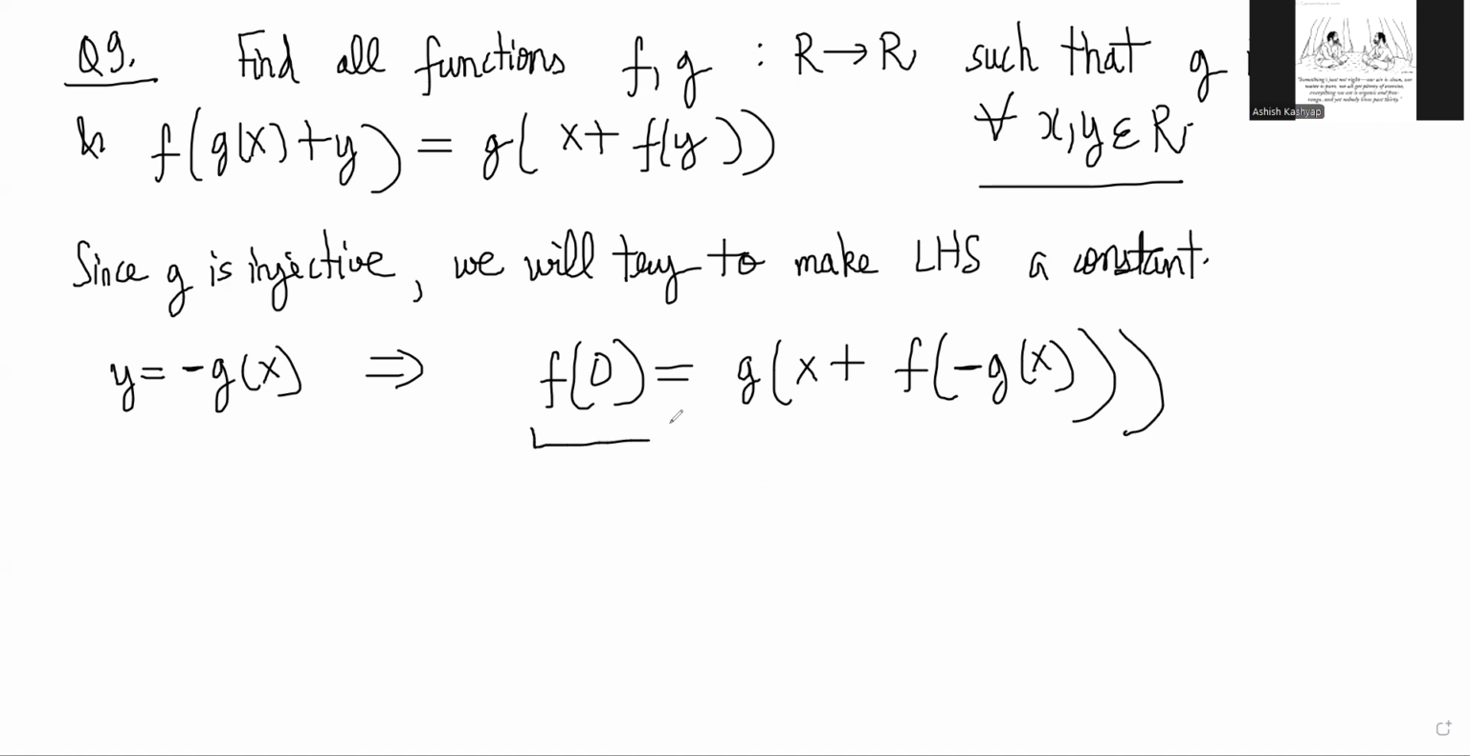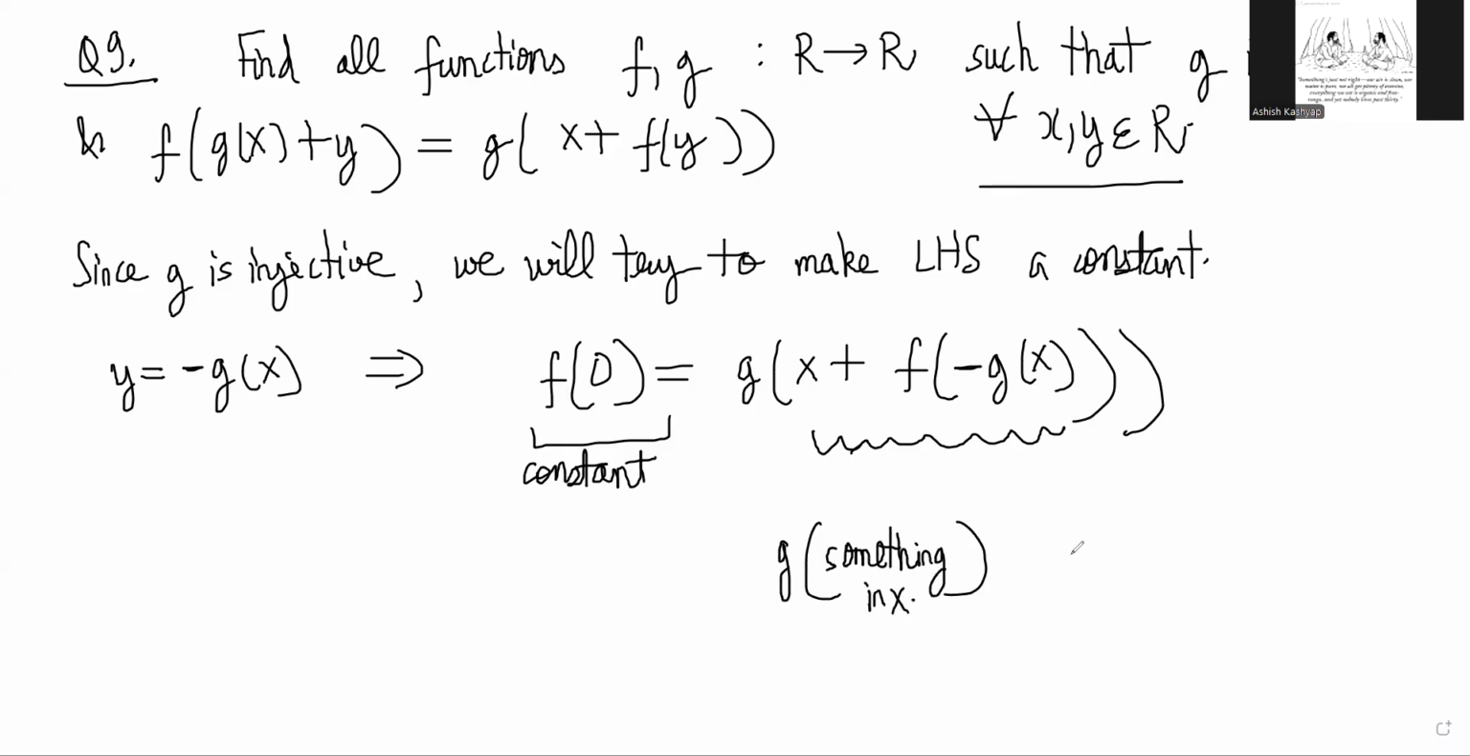Now, this is a constant now, f of 0, and we are getting the right hand side is a function of x. Now, because g is injective, we know that this value cannot be any random real number, like g of something in x, right?